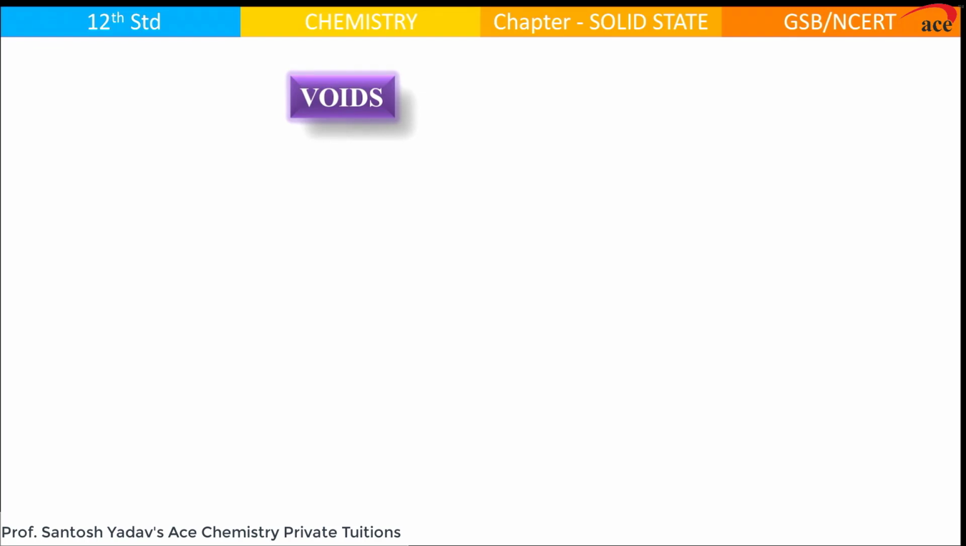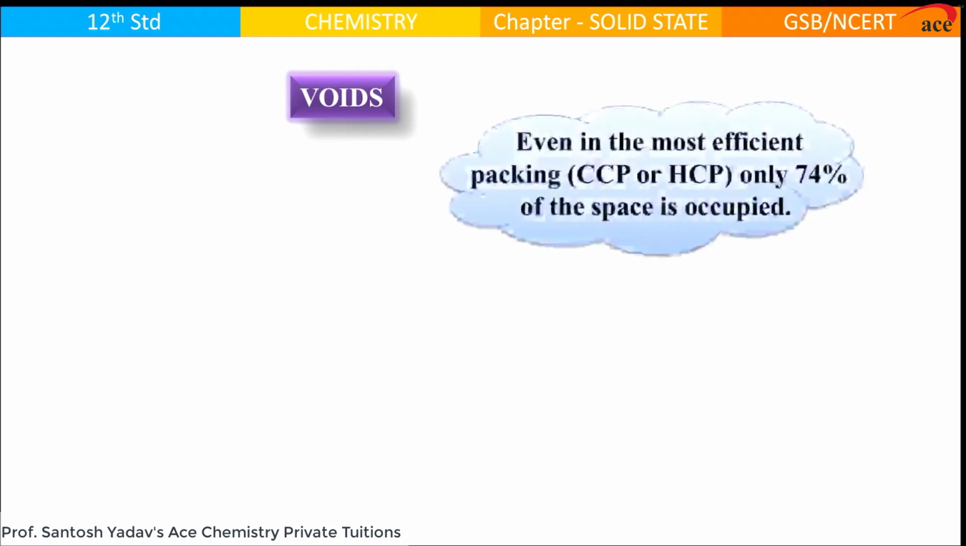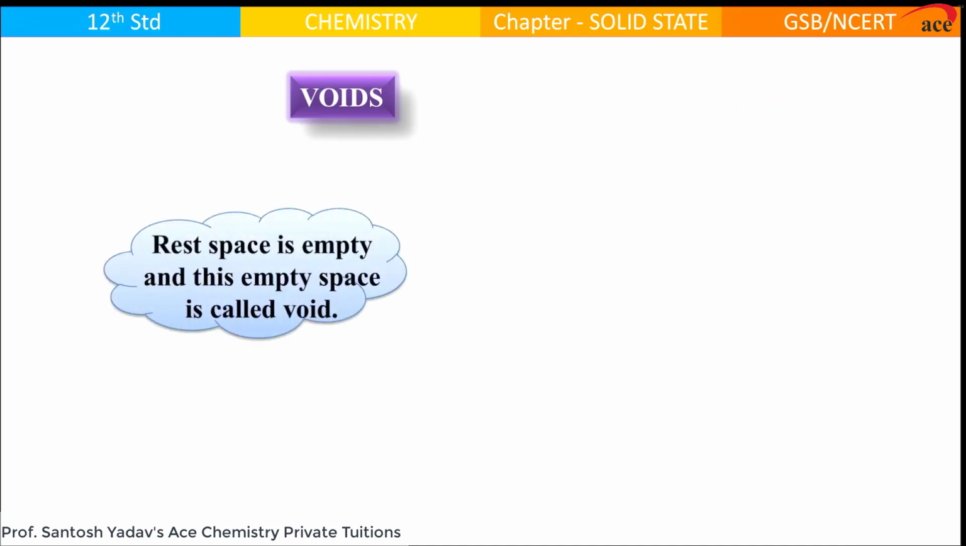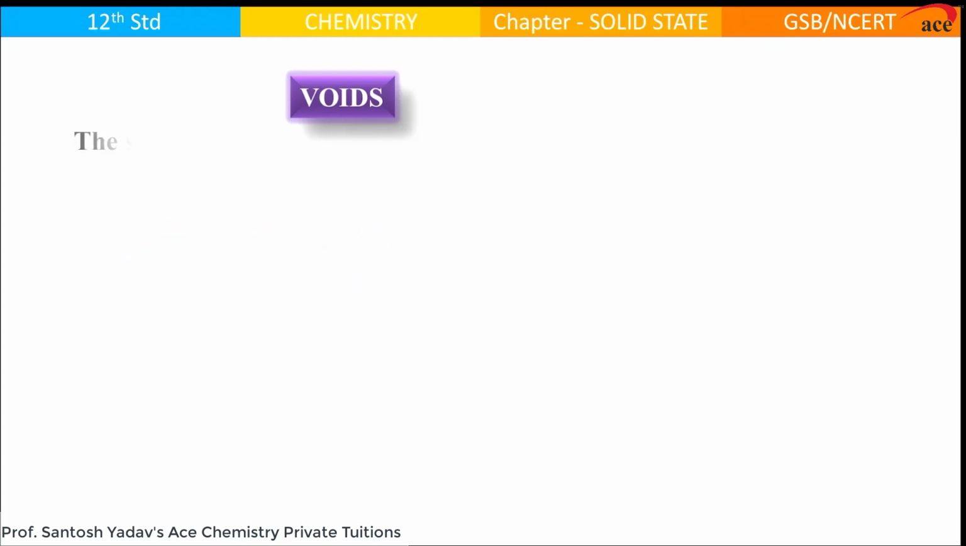So, the first void we would like to understand. Before we do, you should know the most efficient packing is CCP, also called FCC, or HCP, and they have 74% of the space occupied. That means 26% of the space is empty. Empty space is also called voids.